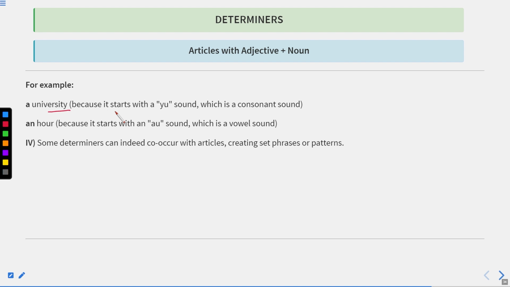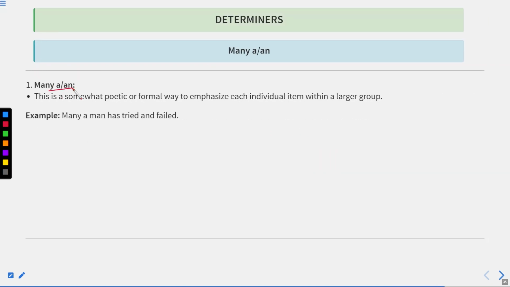For example, a university, because it starts with U, the yu sound, which is a consonant sound, which you heard like this. An hour, because it starts with an R sound, which is a vowel sound. Okay, and H is silent over here. Some determiners can indeed co-occur with articles, creating set phrases or patterns. Many a. Now, this you can see in your sentences, that is many a or many an.